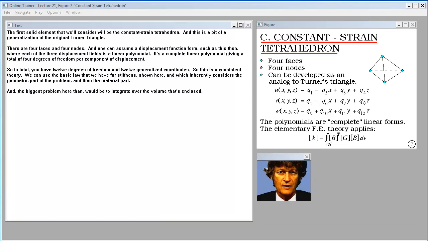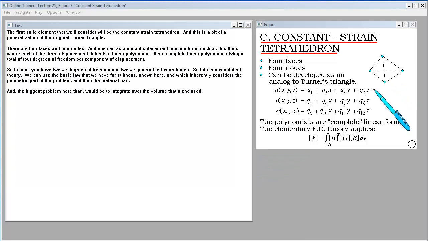The first solid element that we'll consider will be the constant strain tetrahedron. And this is a bit of a generalization of the original Turner triangle. There are four faces and four nodes, and one can assume a displacement function form such as this then, where each of the three displacement fields is a linear polynomial. It's a complete linear polynomial, giving a total of 4 degrees of freedom per component of displacement. So in total you have 12 degrees of freedom and 12 generalized coordinates. So this is a consistent theory.